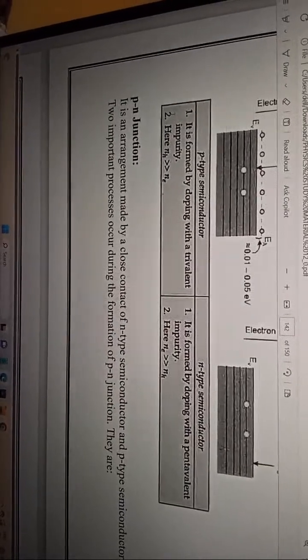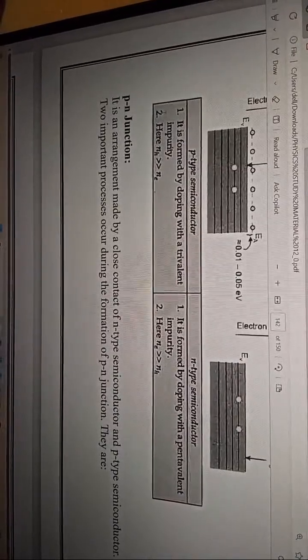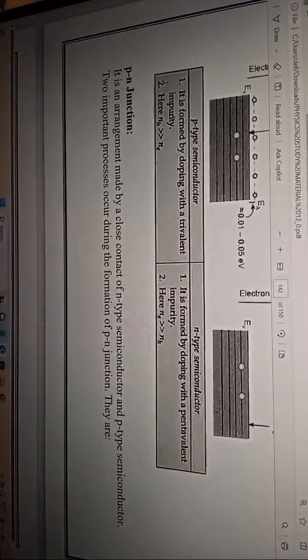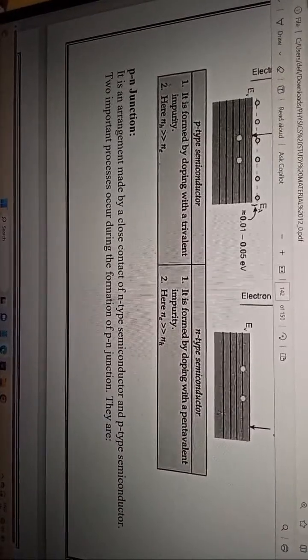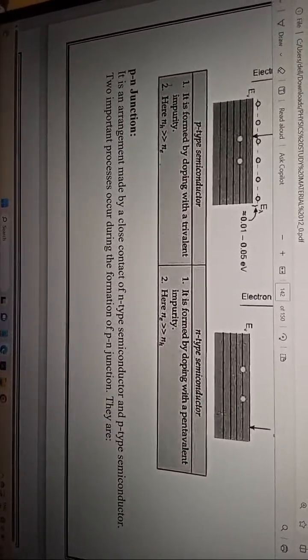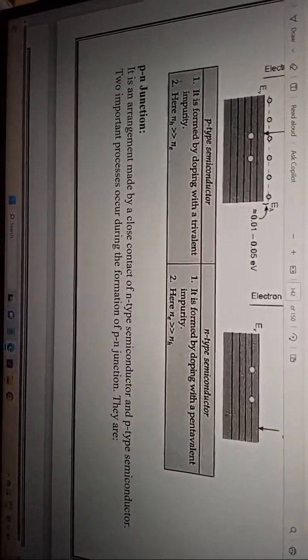P-type semiconductor, N-type semiconductor. P-type semiconductor is formed by doping with a trivalent impurity. N-type semiconductor is formed by doping with a pentavalent impurity. In P-type semiconductor, the number of holes is greater than the number of electrons. In N-type semiconductor, the number of electrons is greater than the number of holes.